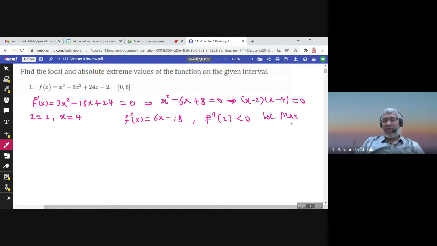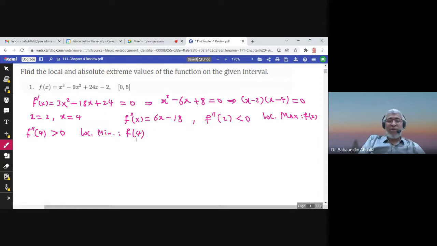So the local maximum is f of 2. And when I find f double prime of 4, it would be 24 minus 18, and that's greater than 0. So I'll have a local minimum at 4. So the local minimum is f of 4. So the local maximum is f of 2, and the local minimum is f of 4.